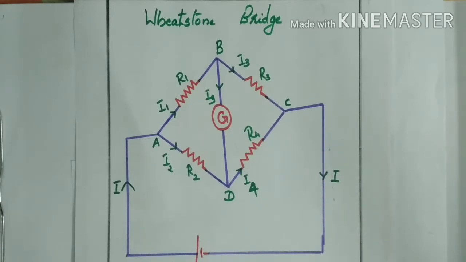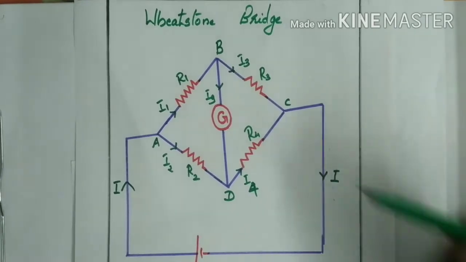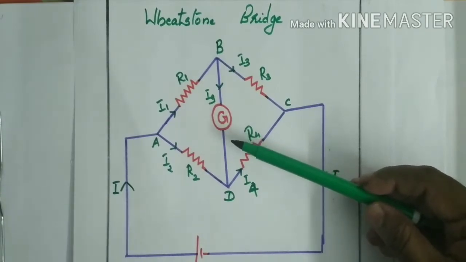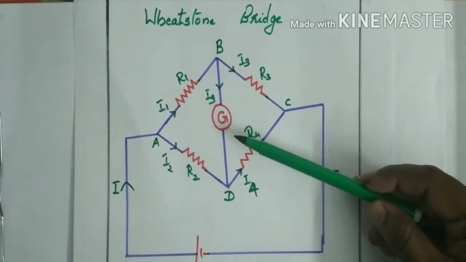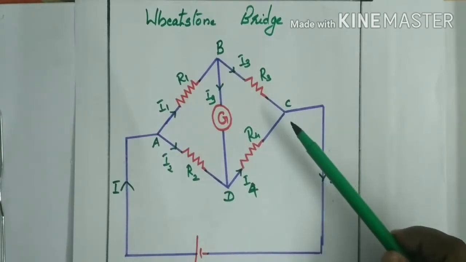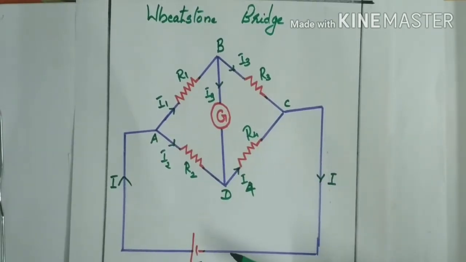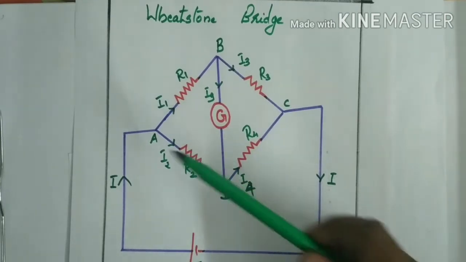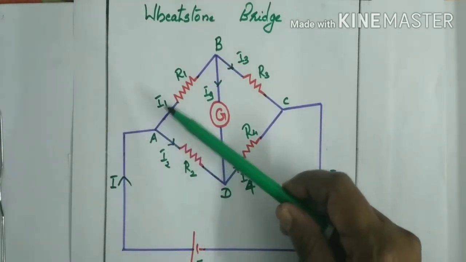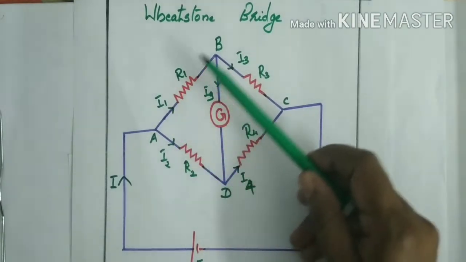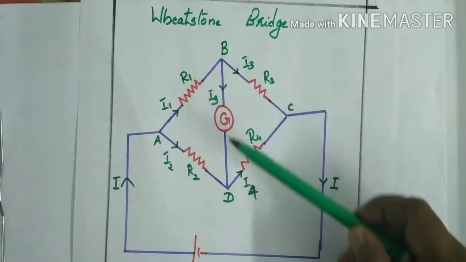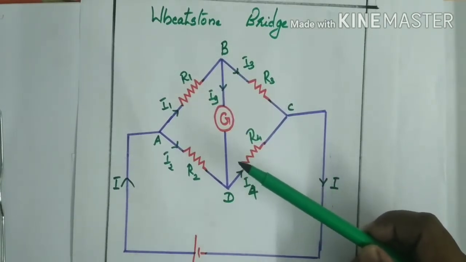The bridge consists of 4 resistors arranged in the form of a bridge. Across B and D a galvanometer is connected, and hence it is called the galvanometer arm. And across A and C a battery is connected, and hence AC is called the battery arm. Here is how it acts as a bridge across AC. This is AC, this is also AC. So between A and C a bridge is connected, and hence it is called a Wheatstone Bridge.